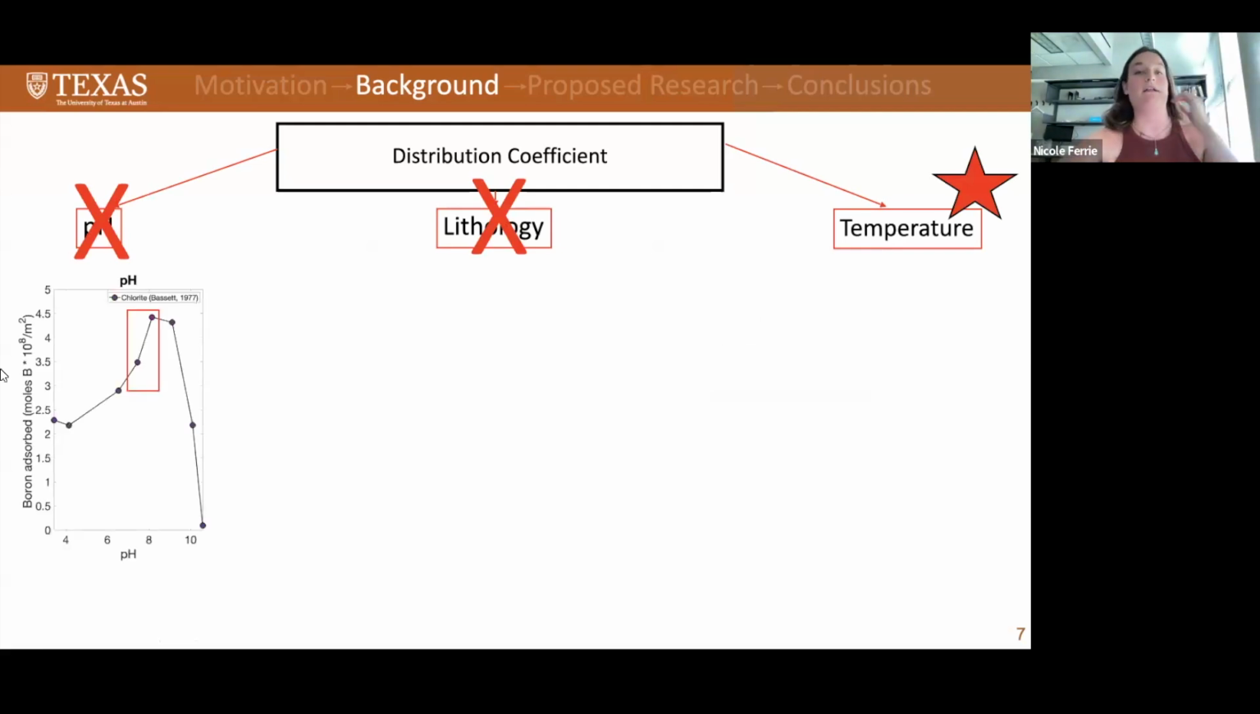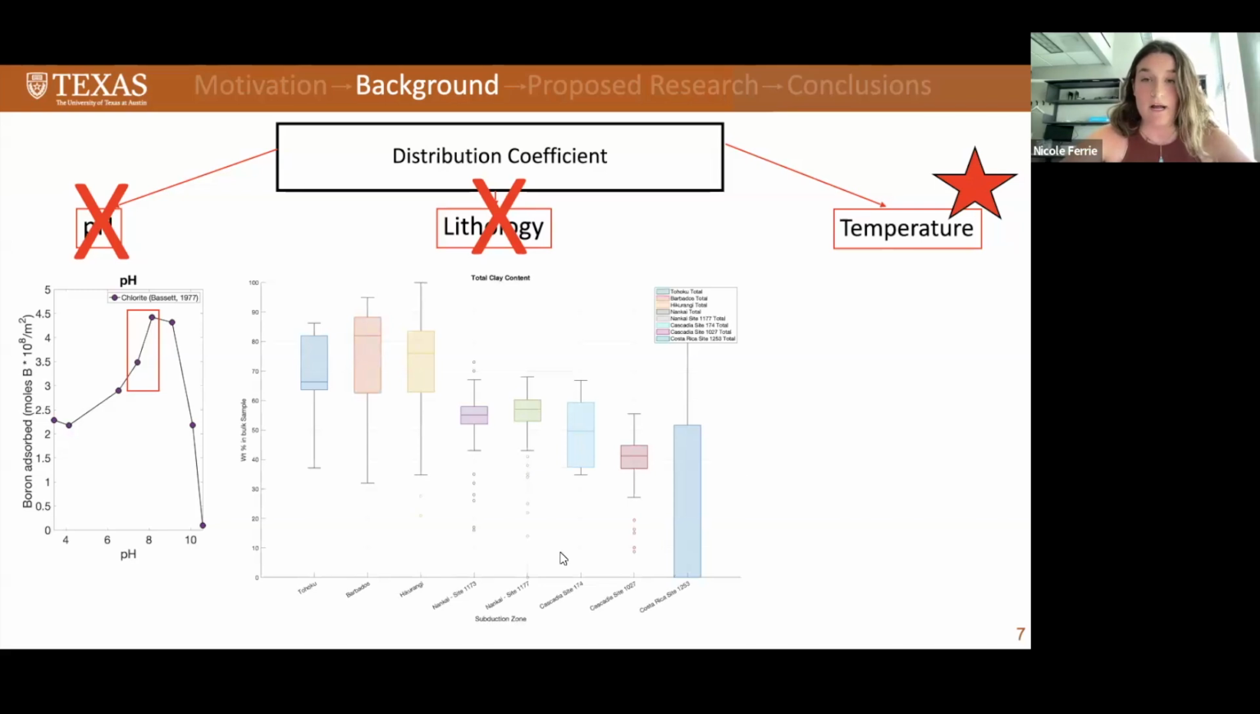Now, here I have illustrated why. So here's the same figure that we saw on the second slide with the amount of boron adsorbed on the y-axis and then pH on the x-axis. However, this time in the red box, I have the pHs that are typical of subduction zone systems, and that's 7.5 to 8.1. This is a range in which the amount of boron adsorbed changes by quite a bit. And so depending on the pH that you have in the subduction system, your distribution coefficient is going to change by quite a bit.